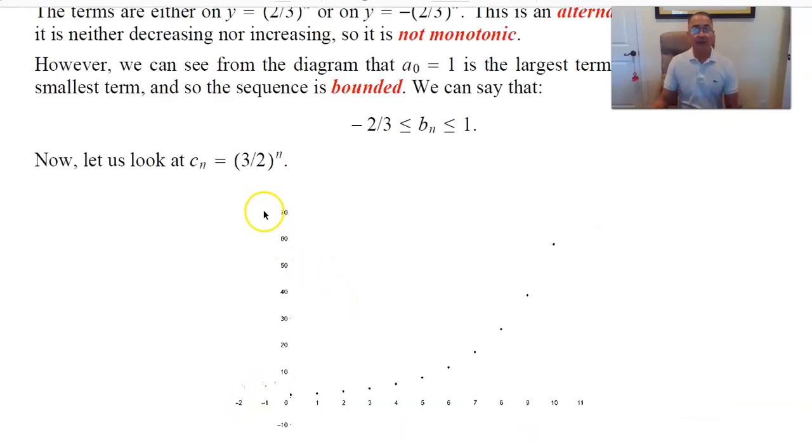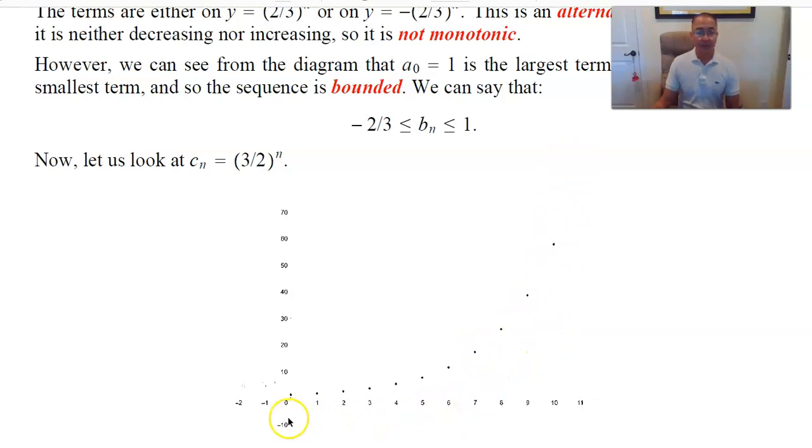All right, so now let's flip it. Instead of 2/3, let's look at 3/2. 3/2 is now bigger than 1. So when you have an exponential function where the base is bigger than 1, it's now an increasing function. And of course, the terms of our sequence also form an increasing sequence.